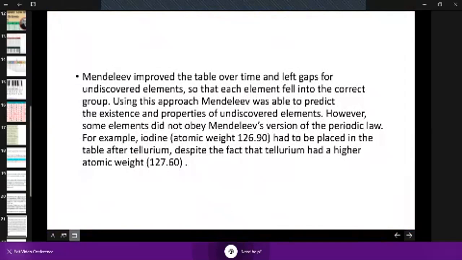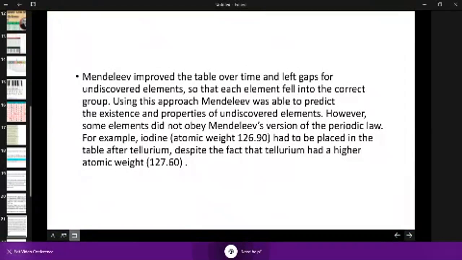So Mendeleev improved the table over time, and he left gaps for undiscovered elements. That is, the elements whose properties could be easily predicted but were not in place. So he left gaps so that each element fell into the correct group. Mendeleev was bright. I think he was bright like me.